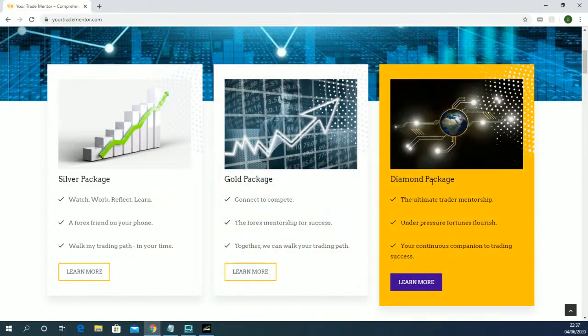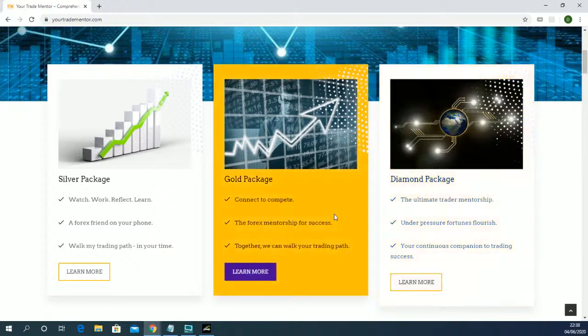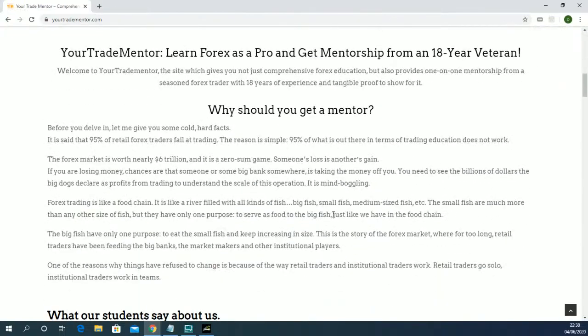And this diamond package is for someone who really wants a thorough, holistic mentorship. They want to know everything about their trading, how their trading has been going. They have some concern about how to trade properly, select the right strategy, and hold their hands until they become a successful trader. So that's the diamond package. So that's a 3-day mentorship for the diamond package.